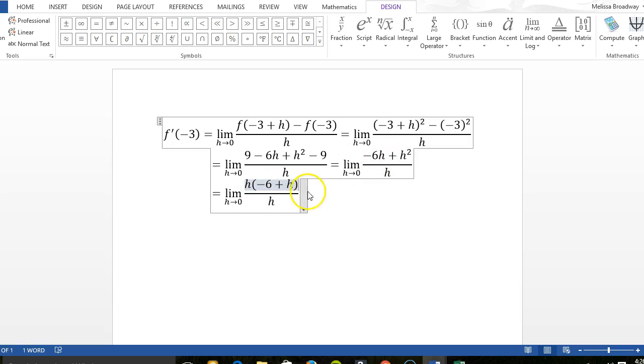And then h squared just becomes h, because when you factor out an h, you divide each term by that letter. So you divide each term by h. Negative 6h, if I divide by h, I just get negative 6. And h squared divided by h is just plain h. So I factored out h. But then these two will cancel.